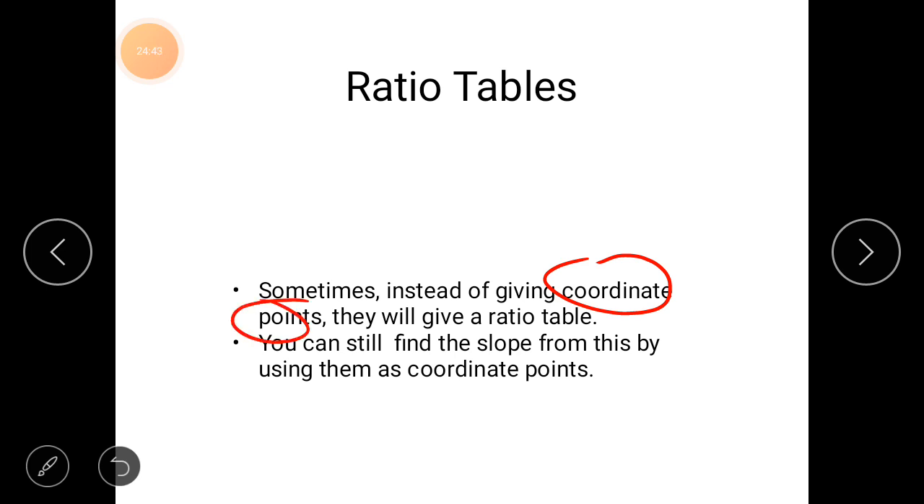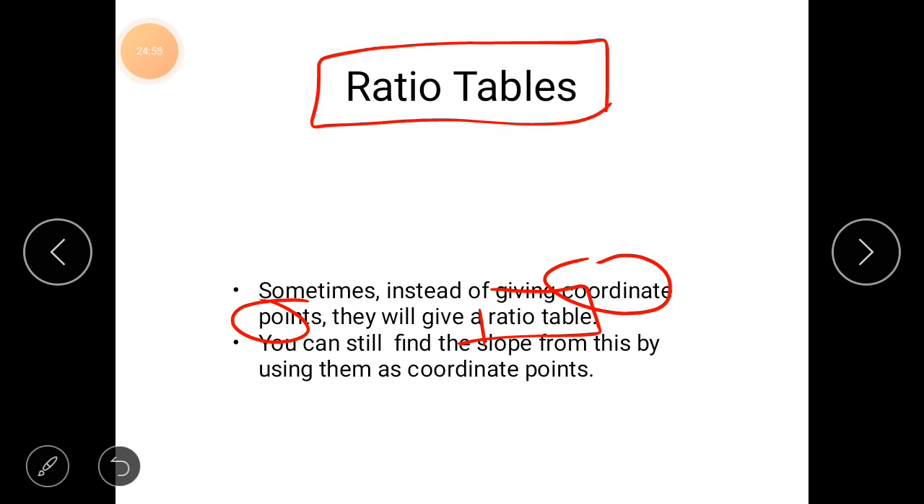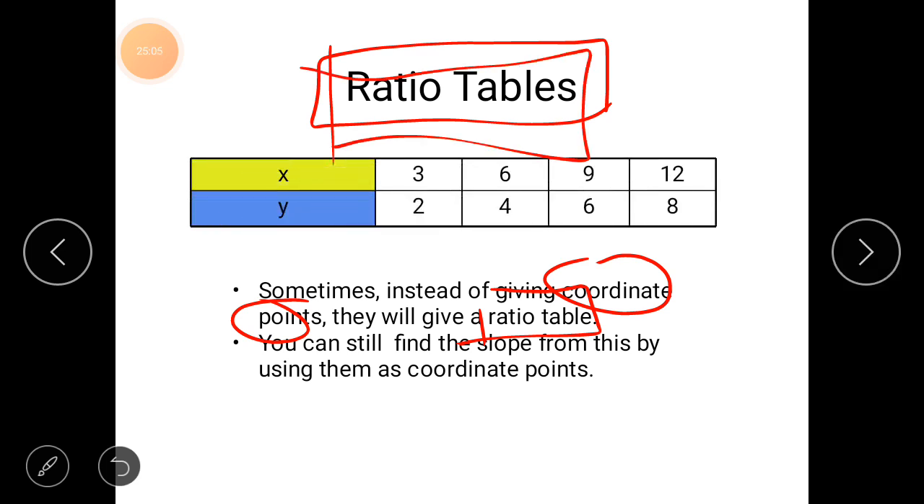Next, sometimes instead of giving coordinate points, they will give you a ratio table. You can still find the slope from this by using them as coordinate points. Okay, so if no points are given, no graph is given, only a ratio table, you can also use that in getting the slope, just like this one.